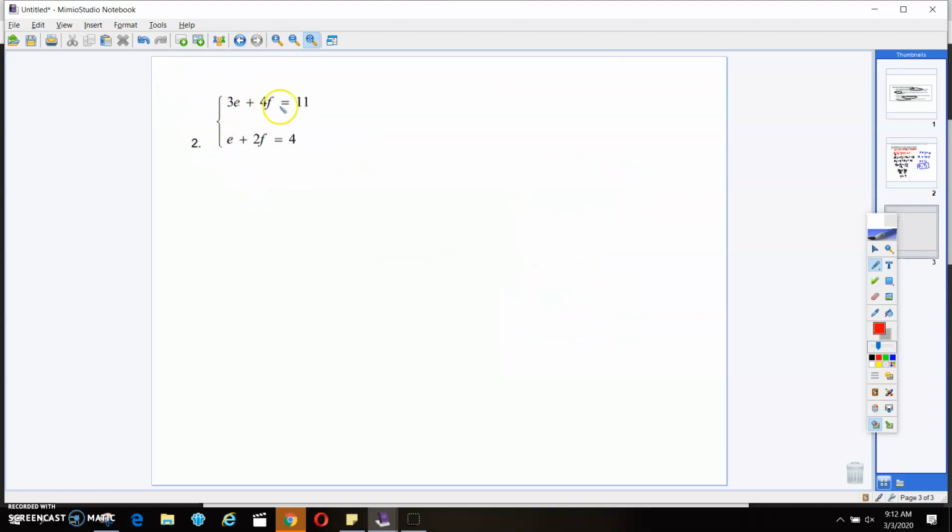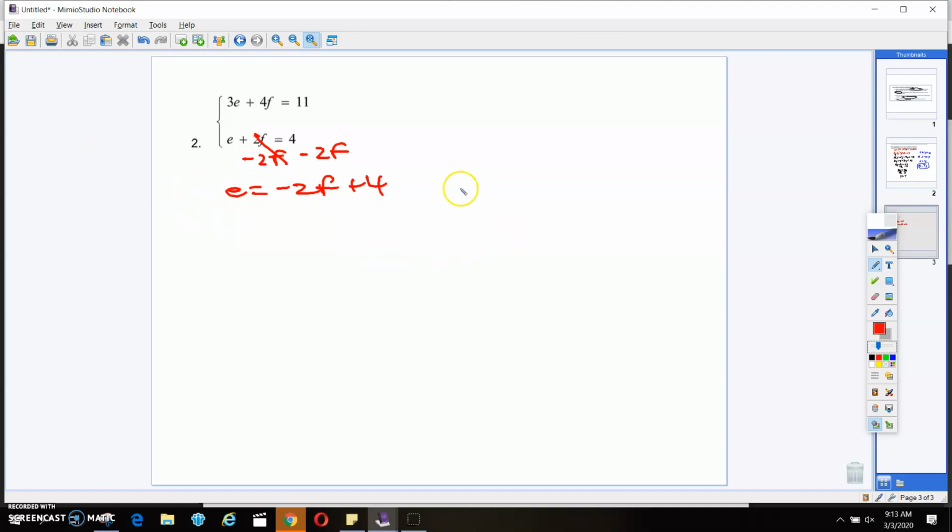Okay, so on this next one, it's not set up so neatly. So we're actually going to have to solve for one of these. Which one do y'all want to solve for? E? Okay. And which equation do you want to start with? The bottom one, right? Okay, because that's probably going to be the easiest one to solve for. So if I want to get E by itself in the second equation, I'm going to subtract 2f from both sides. And that gives me E equals negative 2f plus 4.